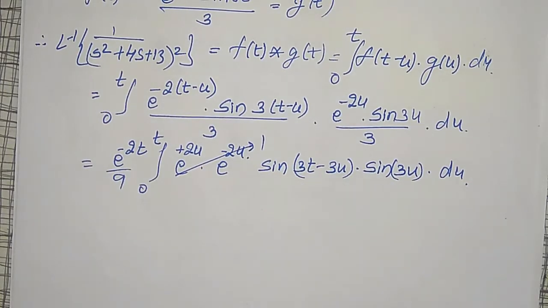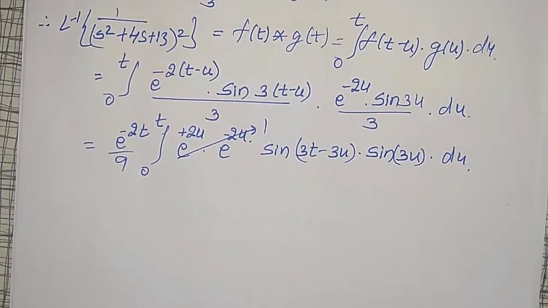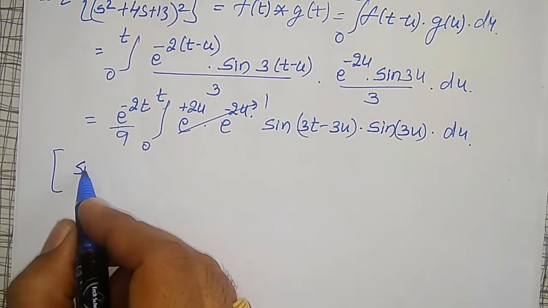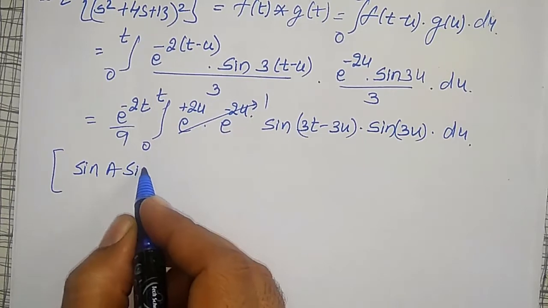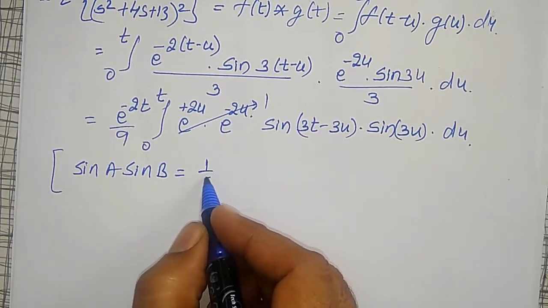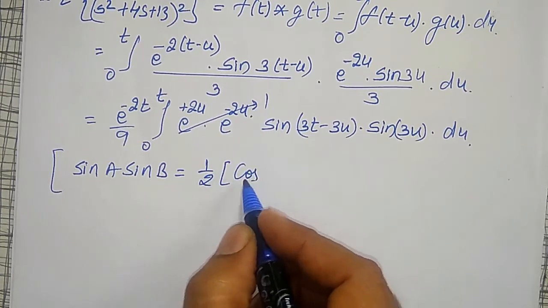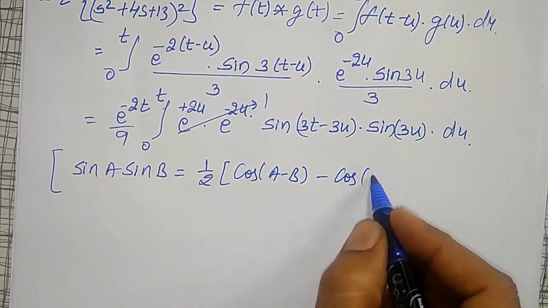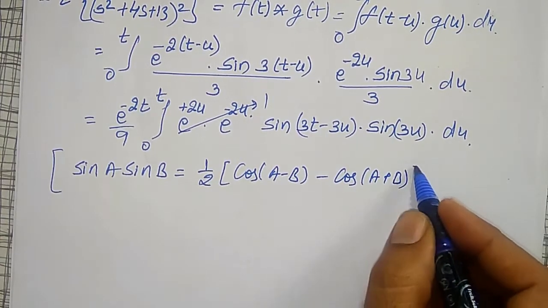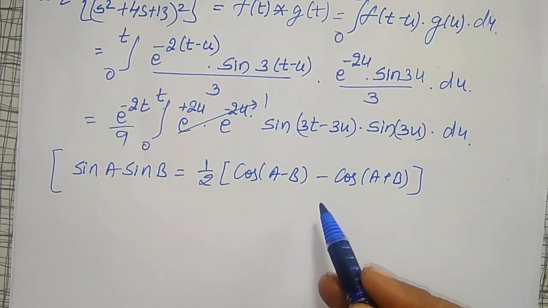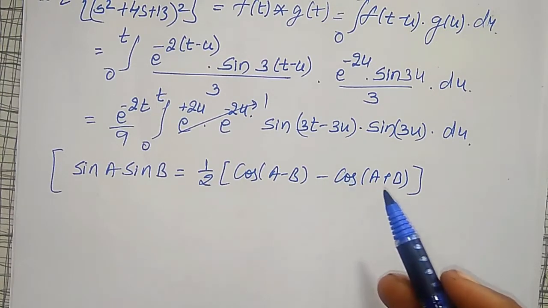This one, to integrate this, it is a sine a into sine b. What is that sine a into sine b formula? Sine a into sine b, I can write it as 1 by 2 times cos of a minus b minus cos of a plus b. I have a product of trigonometric terms, I have to write it as addition or subtraction of trigonometric terms, then I can integrate them.